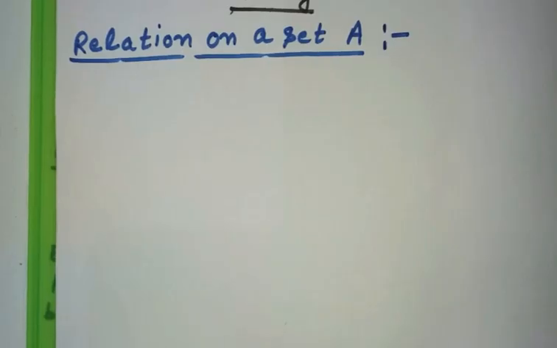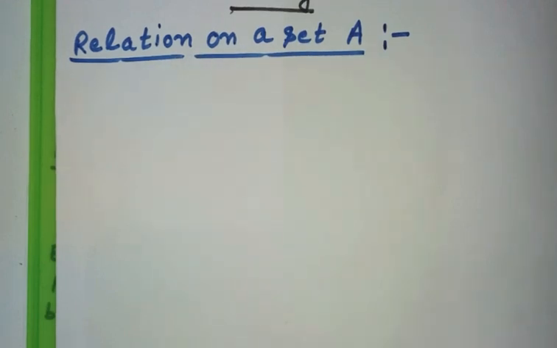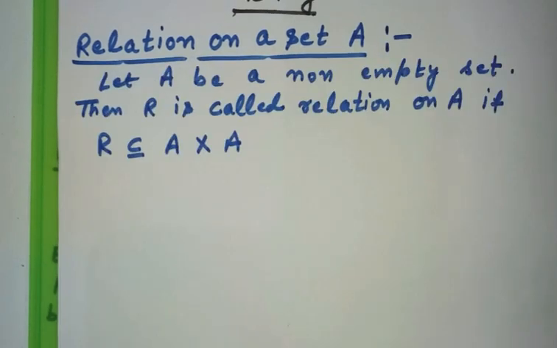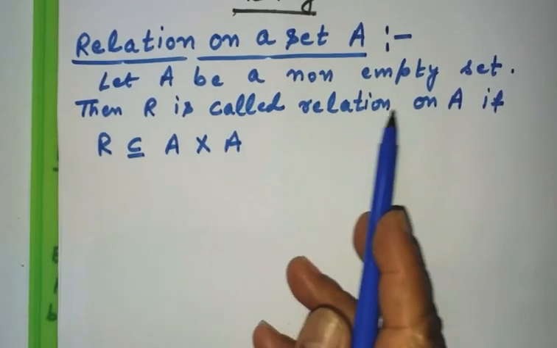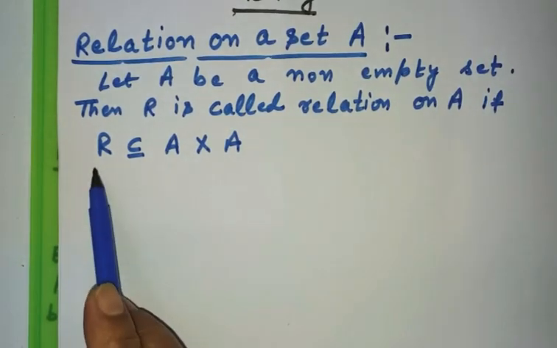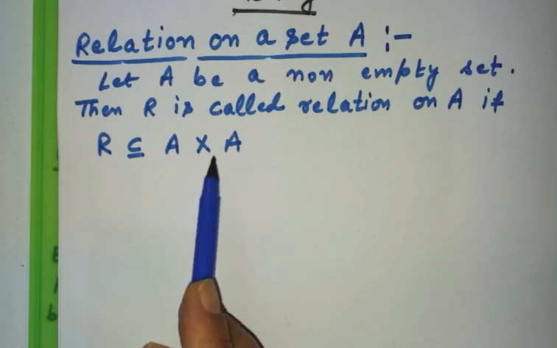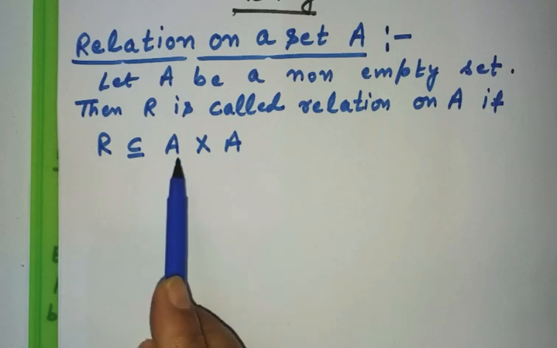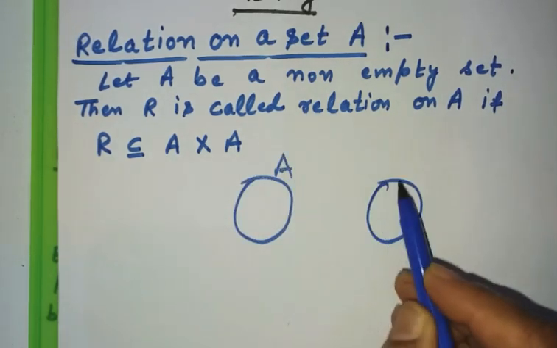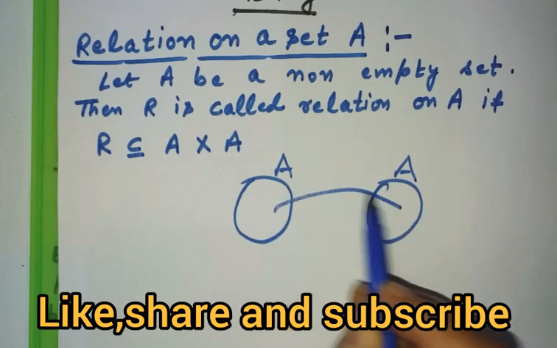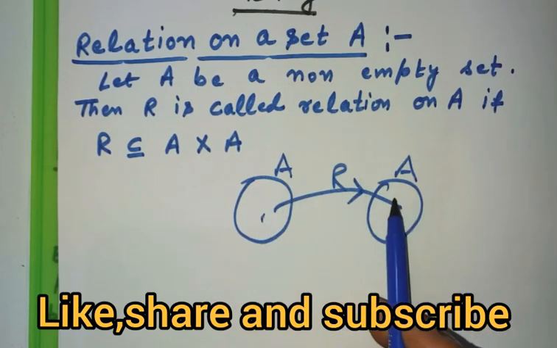Now we understand the meaning of the phrase relation on a set A. Let A be a non-empty set, then R is called a relation on A if R is a subset of A cross A. That means the first set and the second set, both the sets are the same. R is a relation from A to A means that it is such a relation which is mapping the elements of the set A to itself.